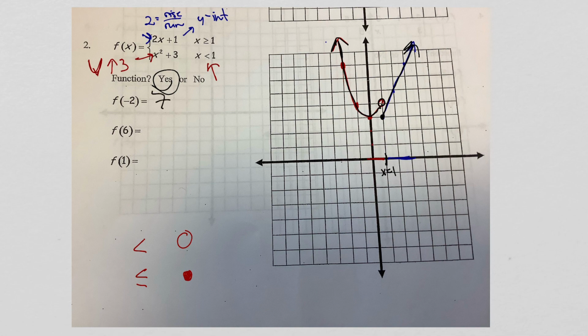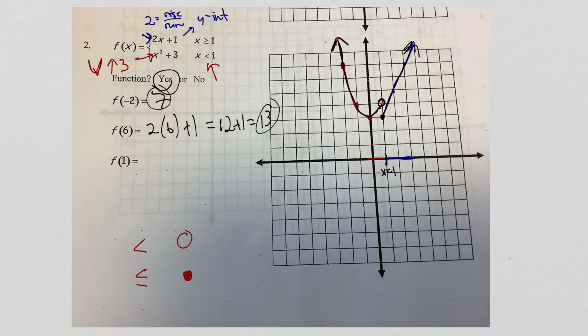So this is 7. And then to find f of 6, well, you can see when we get out to 6, it's no longer on the graph, so I'm going to use these equations here. 6 is an x value that is bigger than 1, so I'm going to use this equation right here. So I do 2 times 6 plus 1, which gives me 12 plus 1, which is 13.